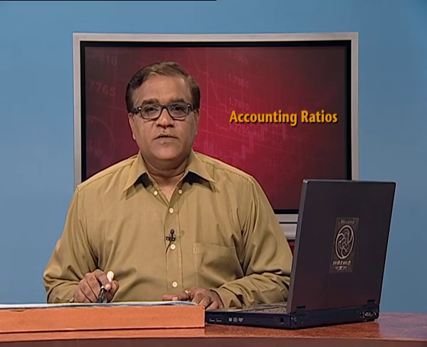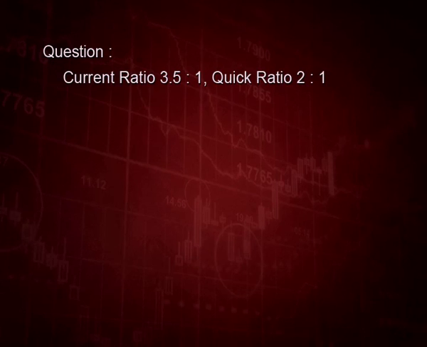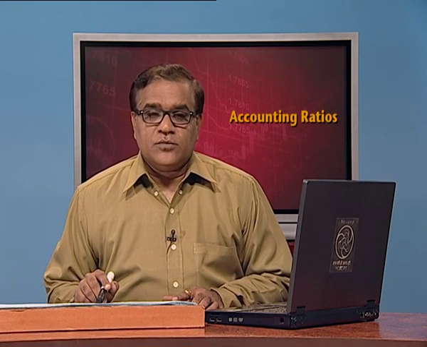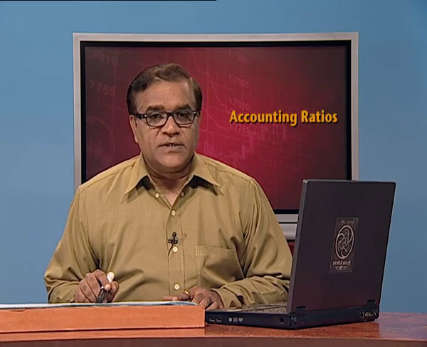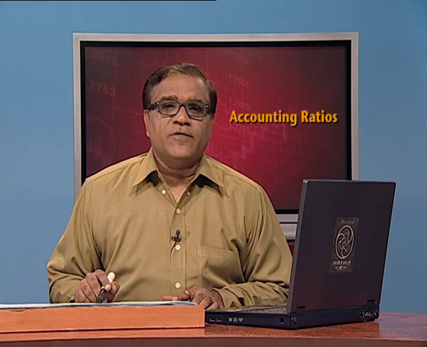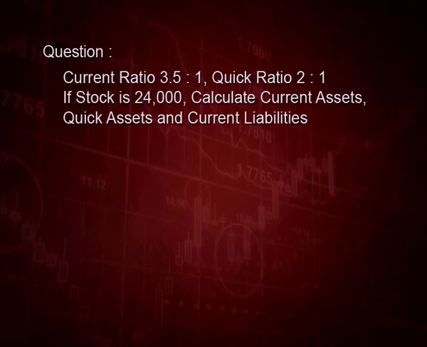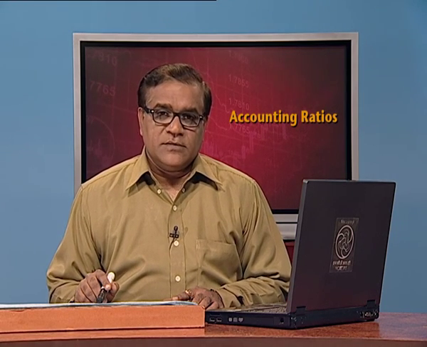Let us do another question with some variation. Suppose current ratio given is 3.5:1 and quick ratio is given 2:1. Now, you know the current asset and quick asset difference is stock and prepaid expense, but if nothing is given for prepaid expense, it is always stock, and if stock is 24,000, we have to calculate current asset, quick asset and current liability. Now, how to start with this question?